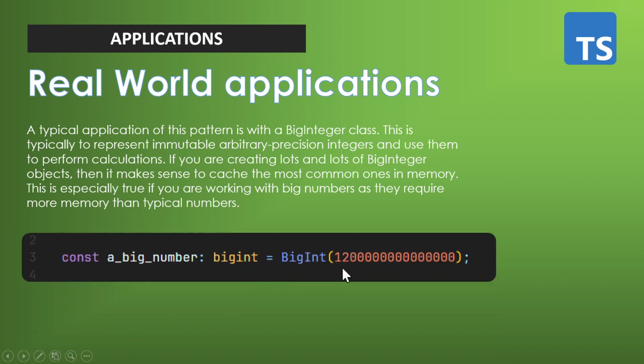You will see one example here. So this is an example of big int in TypeScript. That is how you can use a big integer. And here what we see is that under the hood, the structural design pattern is being used to implement this object.